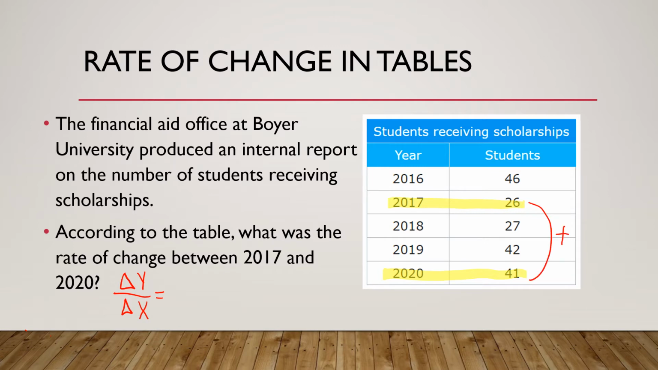So that was a positive change. So again, you could write out 41 minus 26 if you need to find that difference. So you would do 26 from 41, which is 15. And then your change in your x values. So from 2017 to 2020, that is also a positive change. So 2020 minus 2017 is 3. So 15 divided by 3 is 5. So your rate of change is 5.